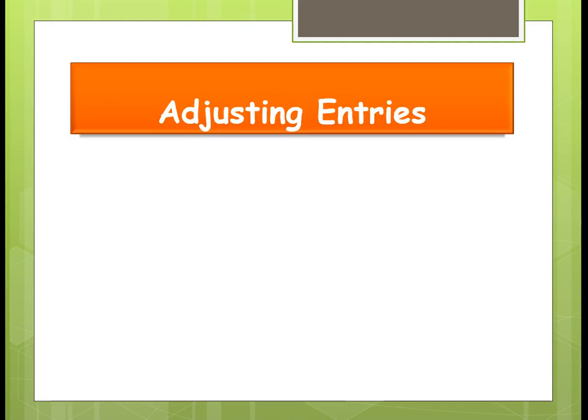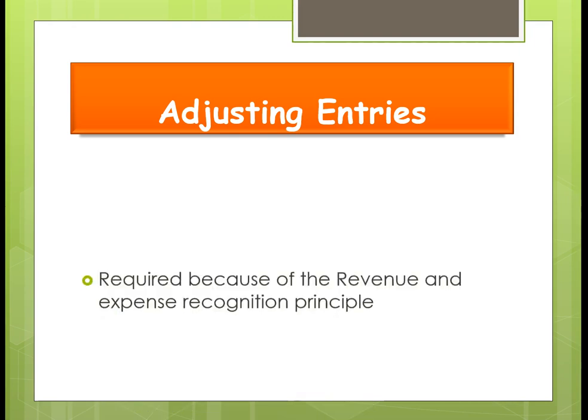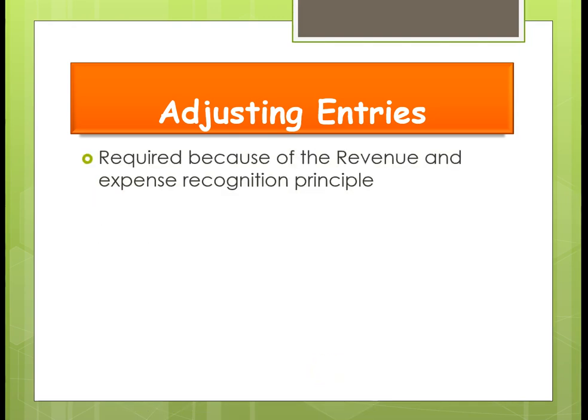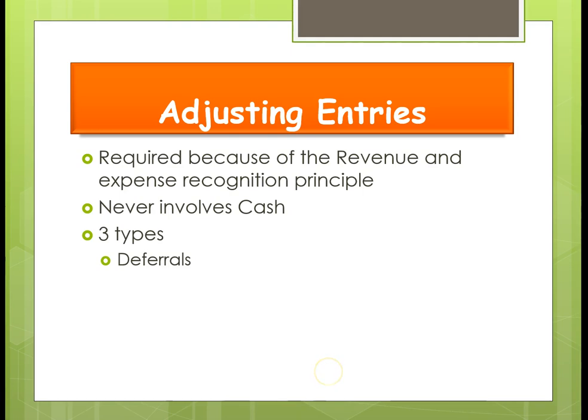Next, we're going to do adjusting entries. These are only done at the end of the month. They're required because of the revenue and expense recognition principle. They never involve cash. There are three types. We have deferrals. These are already on the balance sheet, but we've either earned the money or we've consumed the item. An example for earned would be earned revenue, and for the other part would be prepaid rent, where time has gone by and now it turns into an expense.